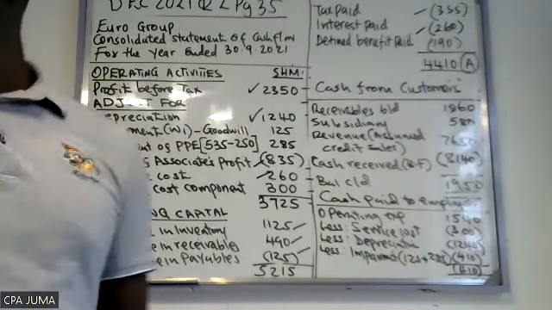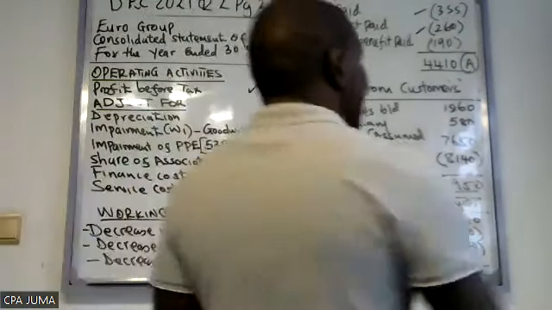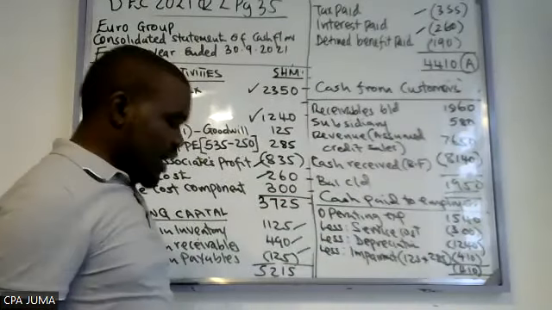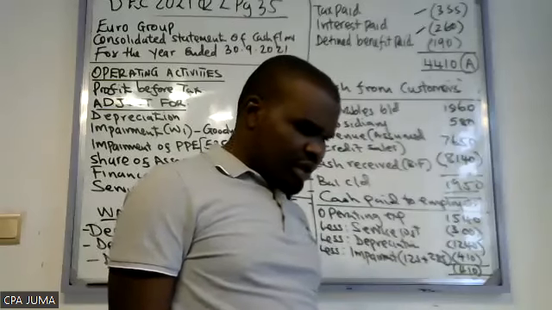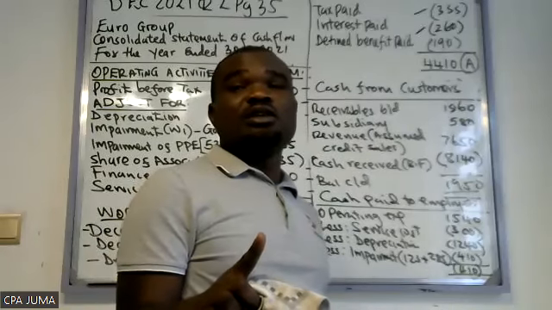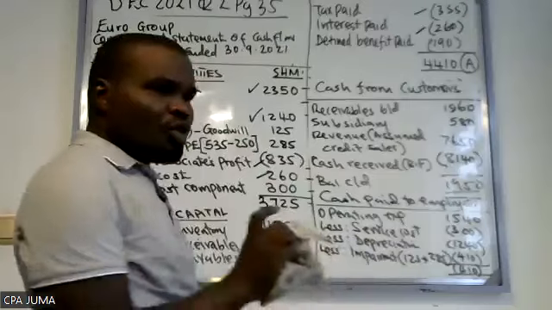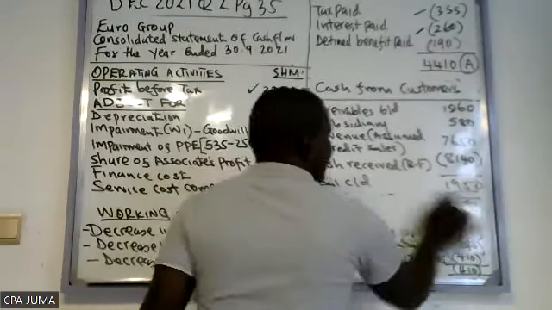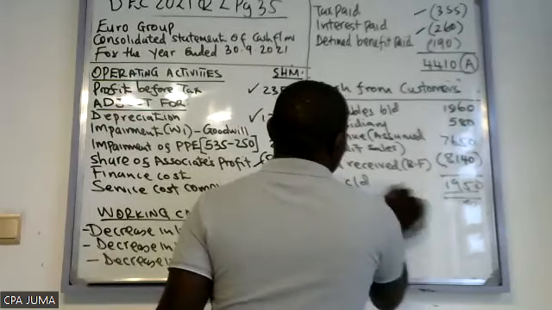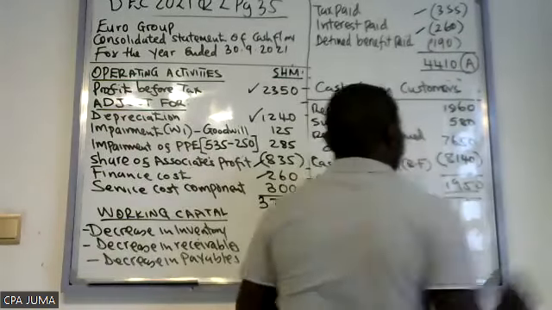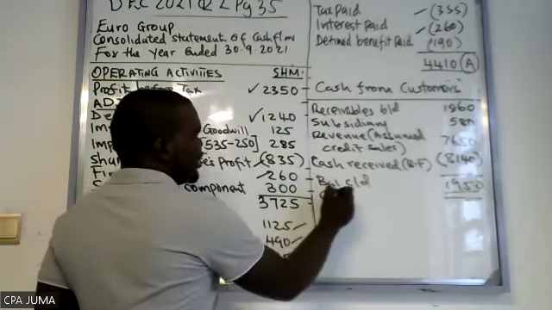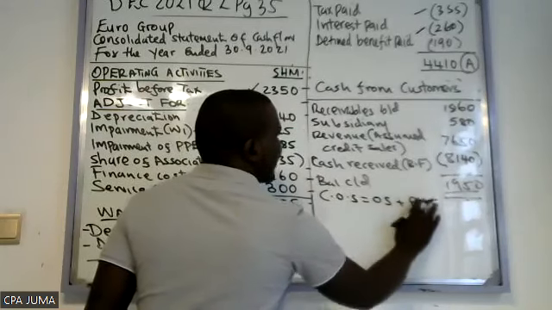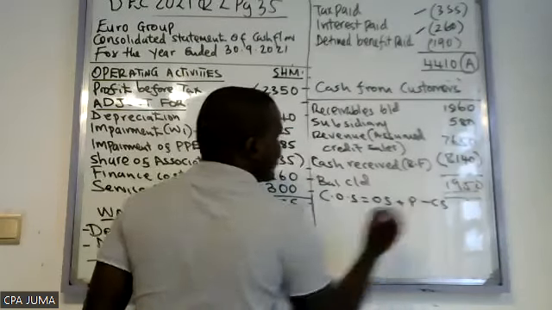Then that is employees. We want to go to the other side of suppliers. Before you go to suppliers, I want us to reconcile. I want us to get purchases using this formula. Cost of sales is equals to opening stock plus purchases minus closing stock.